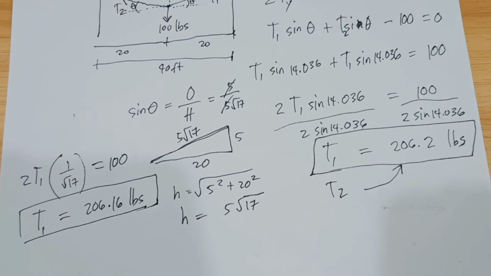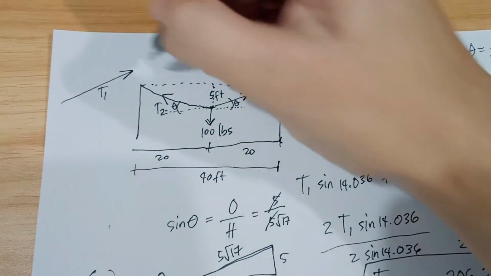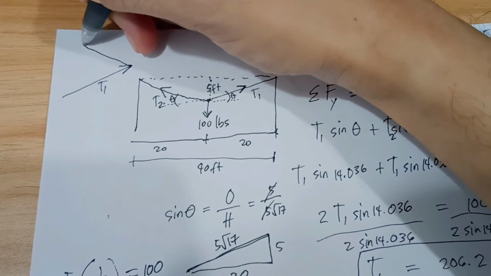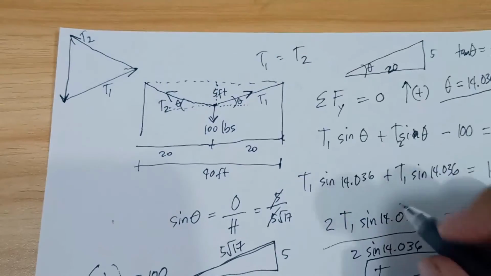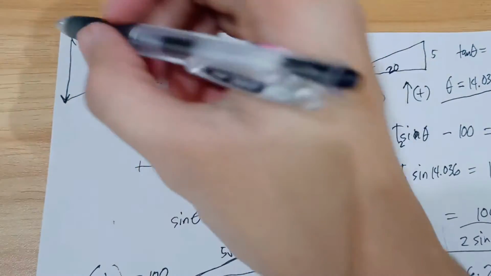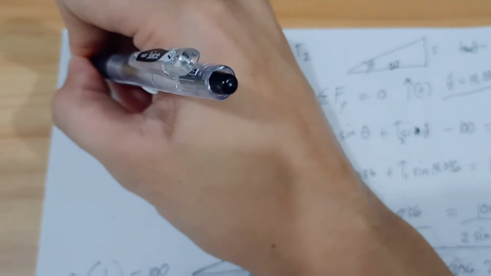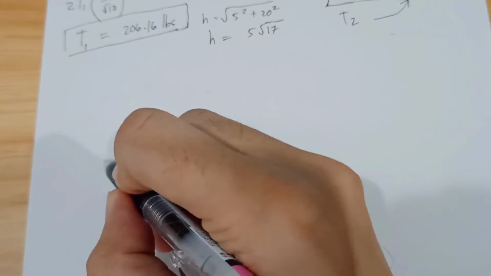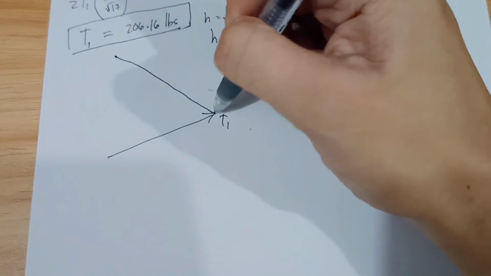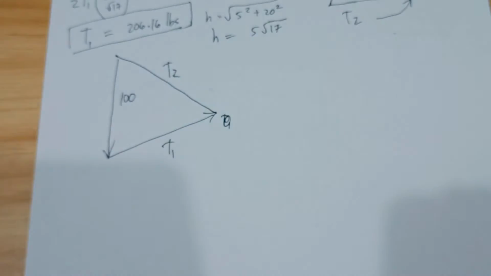Pwede rin to force triangle. Connect mo yung T2. So magiging ganyan siya. Tapos ito yung, since equilibrium sila, magpo-form sila ng triangle. Magko-close. Ito yung 100 pounds. So sulat natin to sa baba. Ito siya T1, ito yung T2, ito yung 100 pounds.